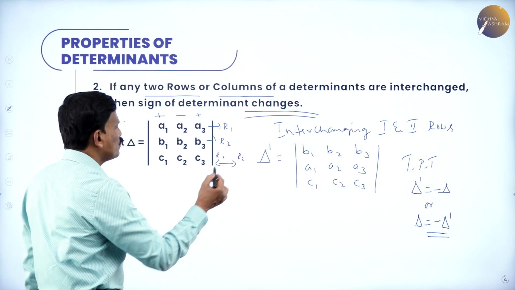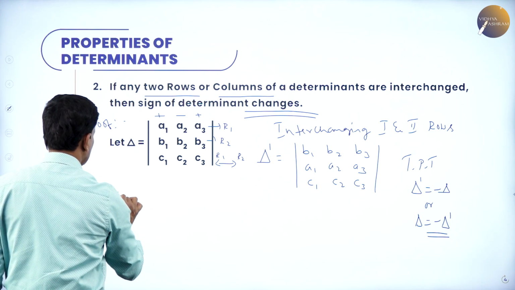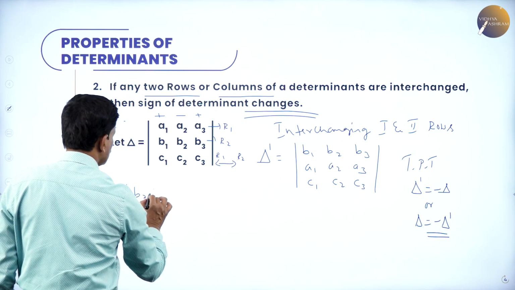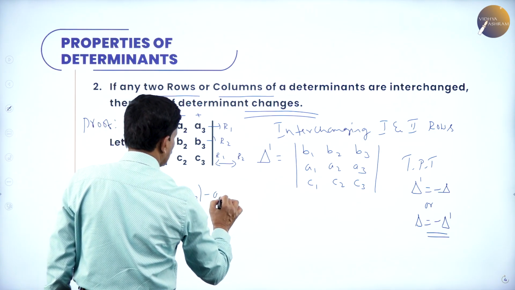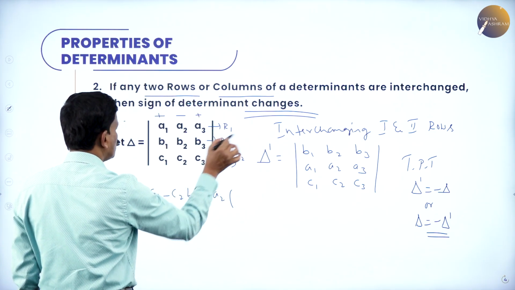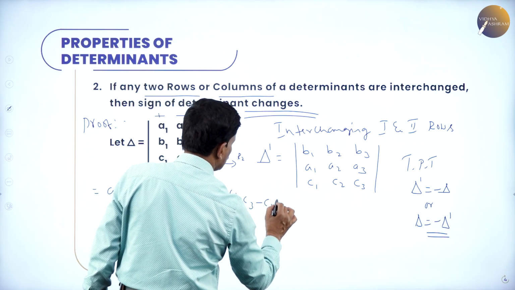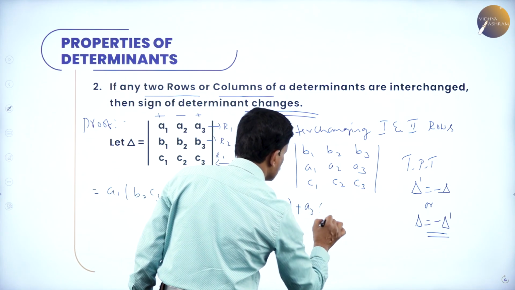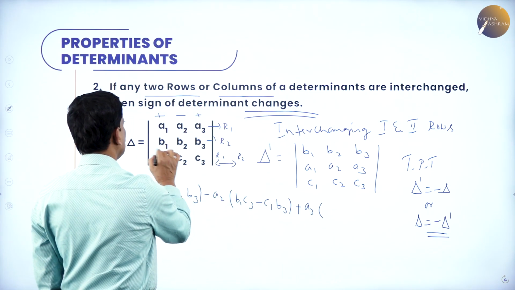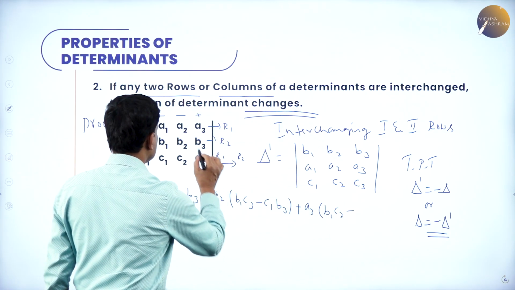Let me check. First expand this. This is equal to A1 into (B2 C3 minus C2 B3), minus A2 into, this row and column is deleted, (B1 C3 minus C1 B3), plus A3 into, this row and column is deleted, (B1 C2 minus C1 B2).